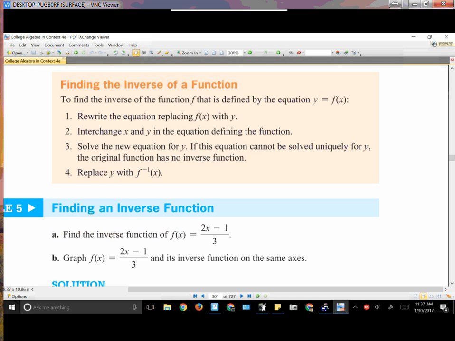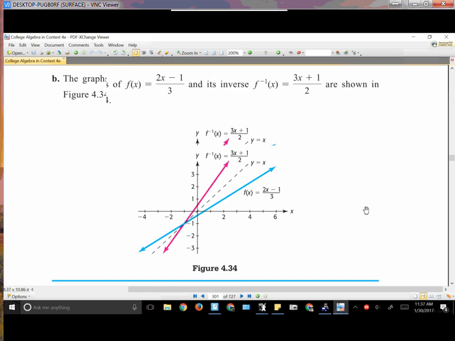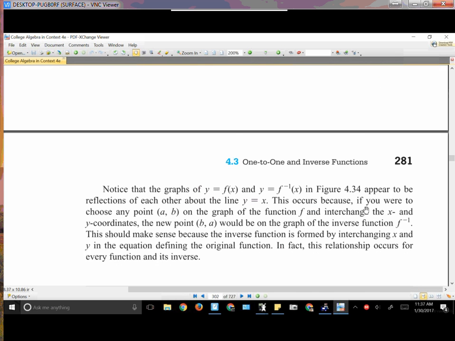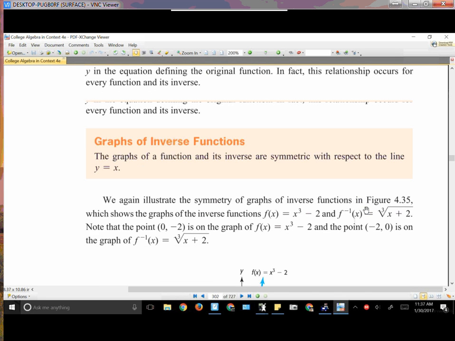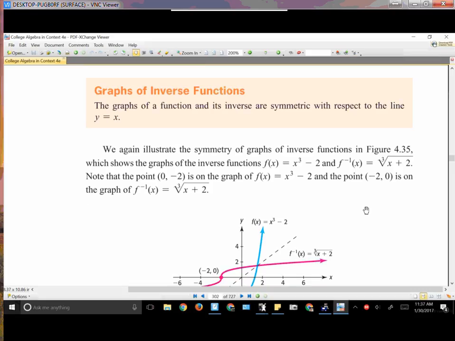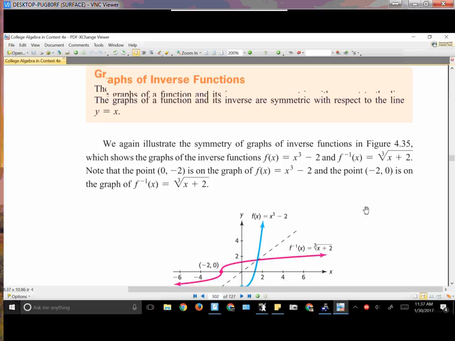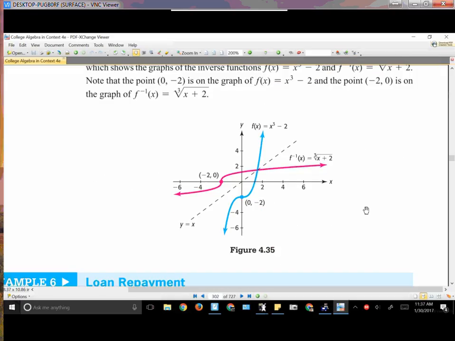Let's see, we did that. That's just what I was talking about. The graphs of inverse functions are symmetric to the line y is equal to x. See these guys here? Got the diagonal line going through here. If I reflect this line across that, I get this, right? You see that.